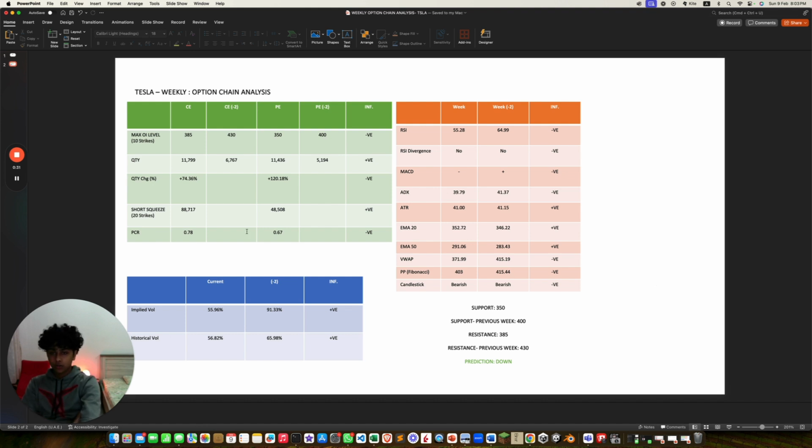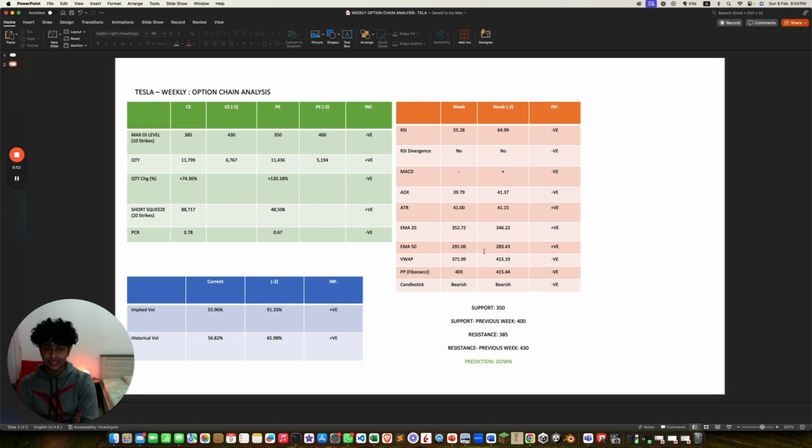Keep in mind these are all values from 2 weeks ago, compared to values from 2 weeks ago. The RSI is lower, that's negative. There is no divergence, that's negative. MACD is negative as well. The ADX is lower, that's negative. ATR is lower, that's positive. The EMAs are both higher, that's 2 positives.